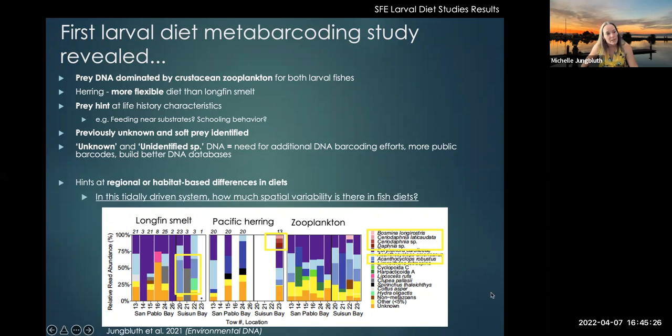It also hinted at regional or habitat-based differences in the diets. In this tidally driven system, it raised the question of how much spatial variability there is in the fish diets. You can see I highlighted more cyclopoids of a certain group in Suisun Bay, which is further into the estuary, and more cladocerans in this one sample that weren't found in San Pablo Bay. So there are differences in diets in both species.